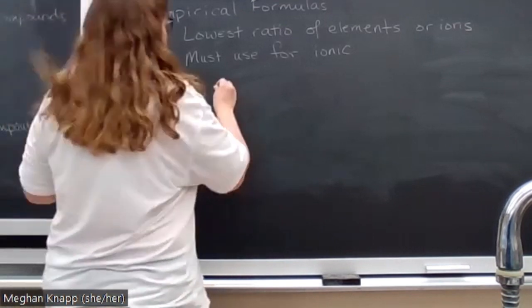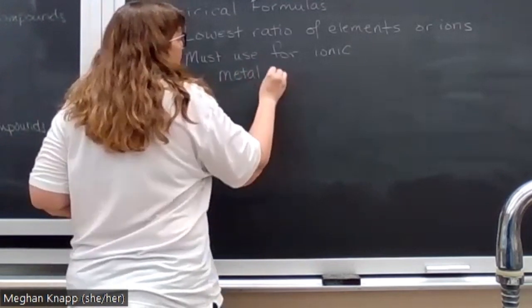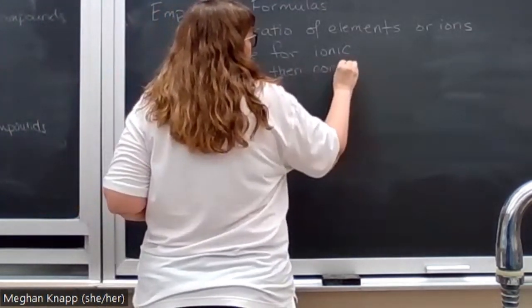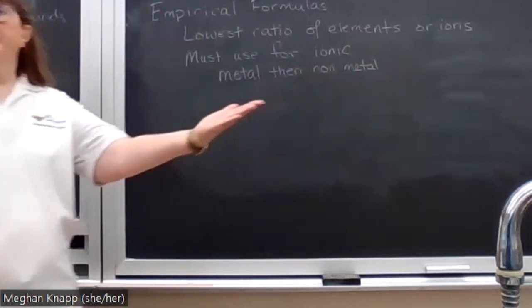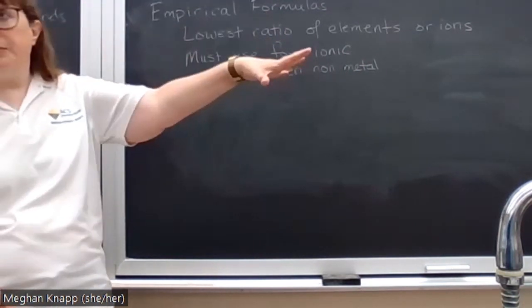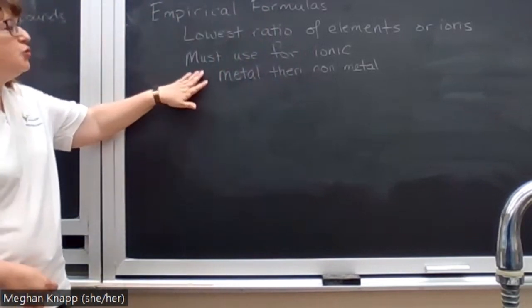And so we generally put the metal and then the non-metal. Since in English we read from left to right, we're going from the stuff that appears on the left side of the periodic table, the metals, to the stuff that appears on the right side of the periodic table, the non-metals. So we tend to go in that direction. So this is usually true.